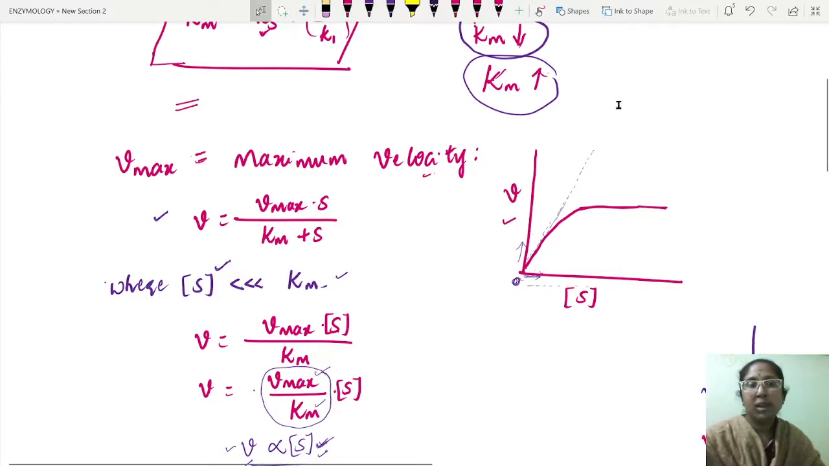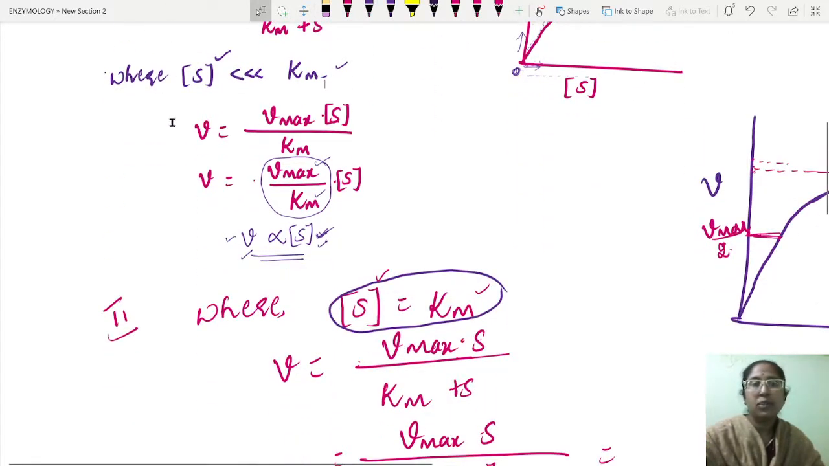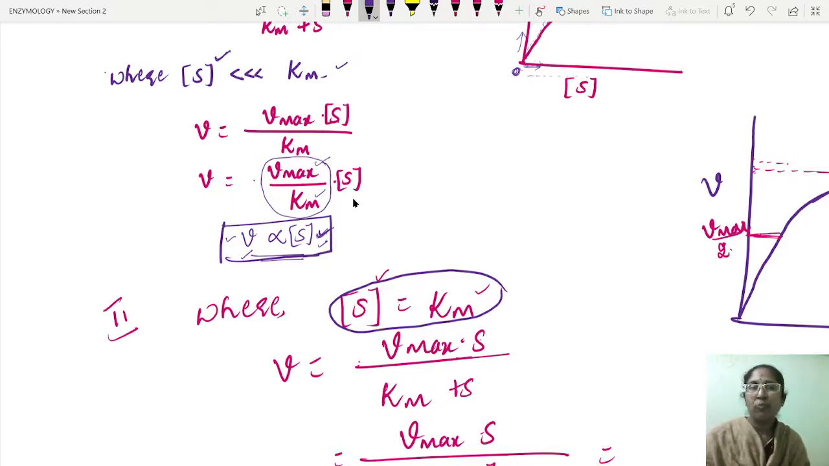then if we assume that the concentration of substrate is far lower than the Km value, then in this equation, if we consider that one, then the velocity or the rate of a reaction will become directly proportional to the concentration of the substrate. In the first condition, if the substrate concentration is very less when compared to the Km value, the initial velocity of an enzyme catalyzed reaction is directly proportional to the substrate concentration.